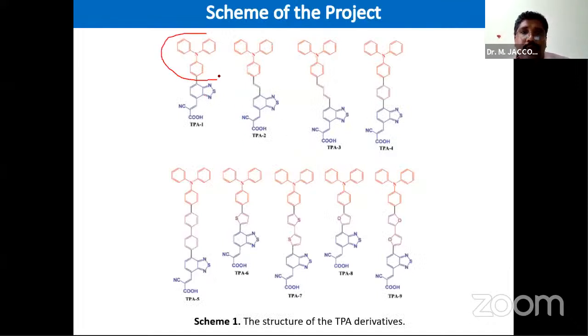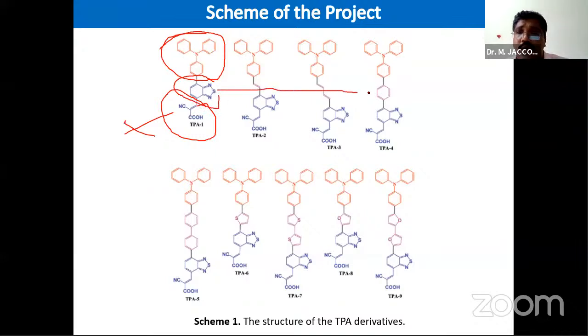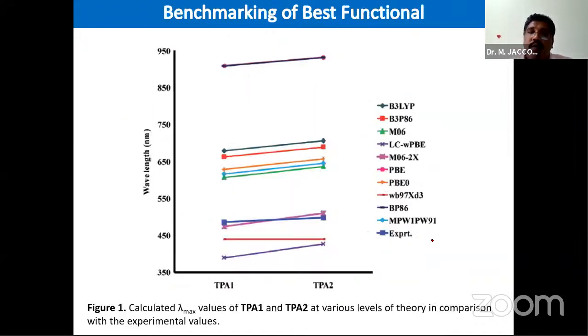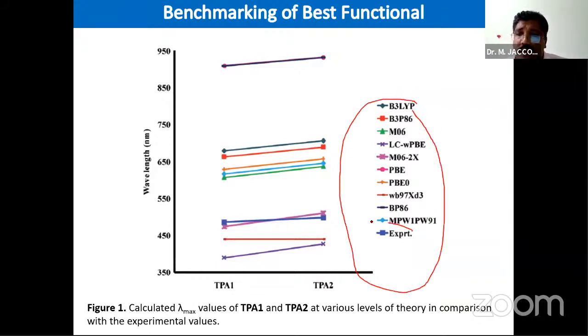As you are well aware, triphenylamine is the best donor molecule and the best acceptor is the acrylic anchoring group, that is cyanoacrylic acid. These are all the various pi linkers we have chosen, and we tried to find out the molecular properties or photophysical properties of these molecules. And then as I mentioned here, as routine work, we do the benchmarking and try to know which level clearly corroborates with the experimental data.